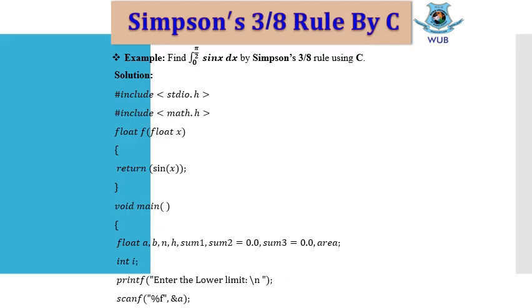There is an example given for you where you can see that the lower limit is 0 and the upper limit is pi by 2 and the equation is sin x dx, and this equation is solved by Simpson's 3/8 rule by using C programming.